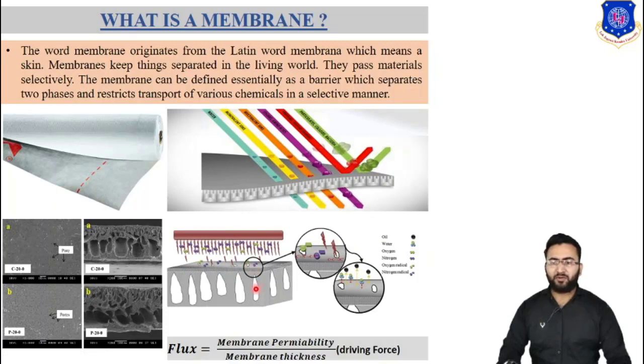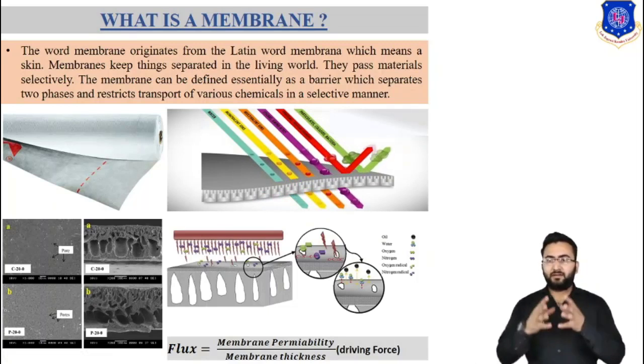From these pores, various materials can pass through. A bigger molecule will be rejected and a smaller molecule can pass through the membrane. This is a scanning electron microscopic image of a membrane in which we can clearly see the pores on the surface of the membrane, where smaller molecules can pass through these pores and bigger molecules will be rejected.